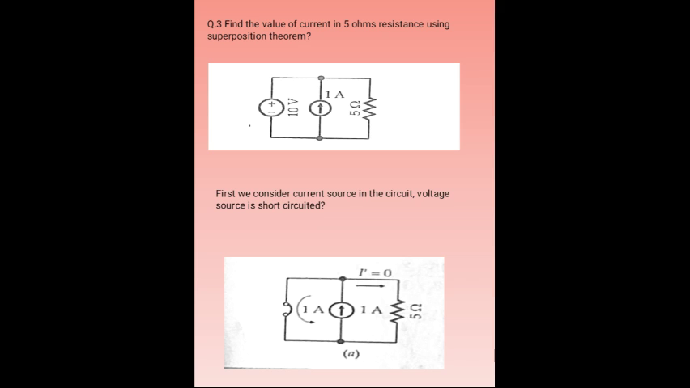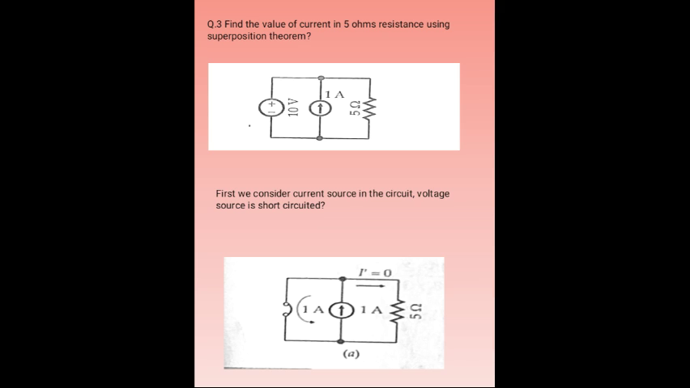Now we take another example. In the next question, find the value of current in 5 ohm resistance using superposition theorem. In this network, there are two sources. One is a voltage source of 10 volt and a current source of 1 ampere, and a resistance branch of 5 ohm. So according to procedure, we keep only one source in the network.